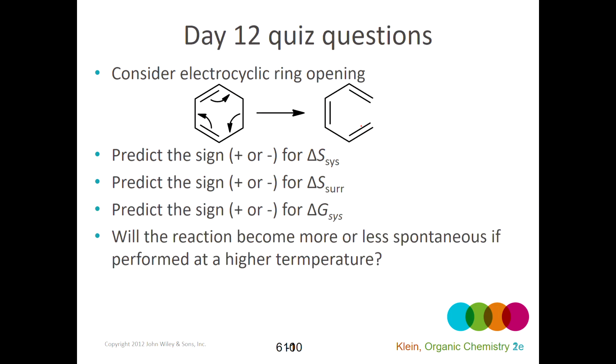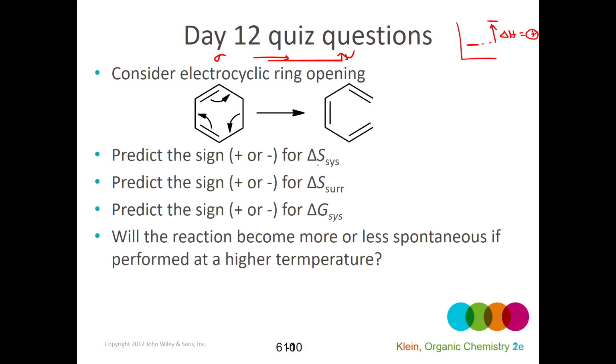So here was the first quiz question related to that same topic. Slightly different reaction. Last time we determined for this reaction, because we're converting a sigma bond into a pi bond, that what's happening here is it's going from more stable to less stable, and that delta H was a positive value.